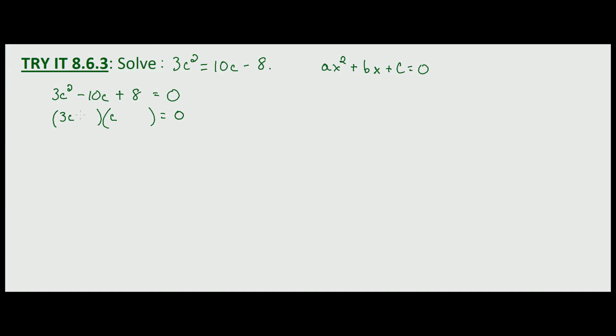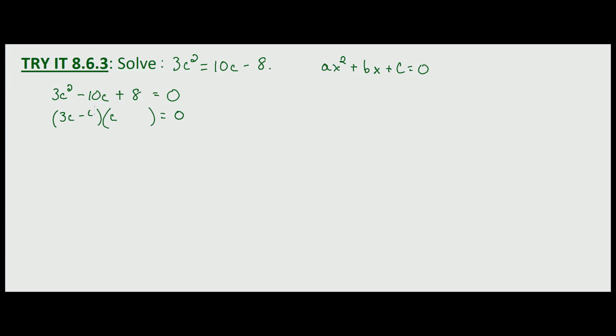So if we try, let's say, 3c minus 2 times c minus 4, what does that end up giving us? That ends up giving us 3c squared minus 2c minus 12c, or minus 12c minus 2c if we're going outside then inside. That would be negative 14c, so that's not going to work. So we know those are not the two values.